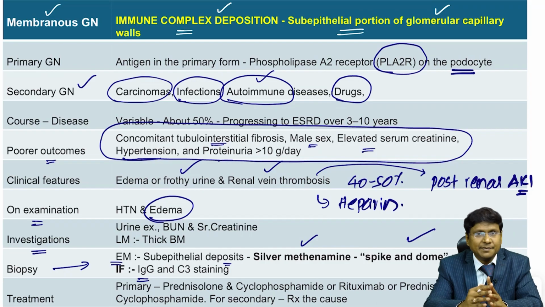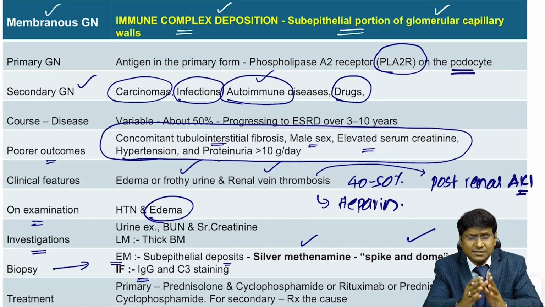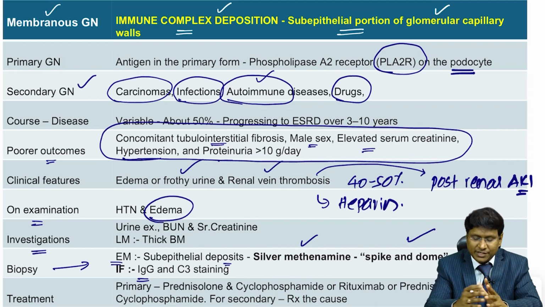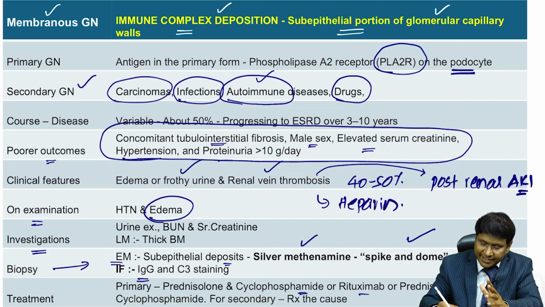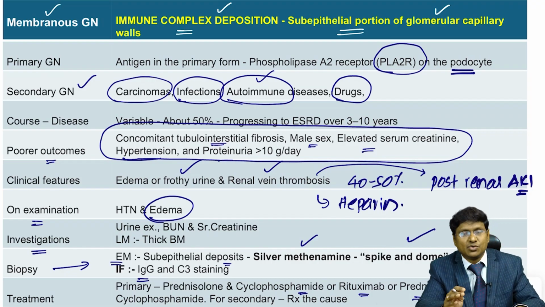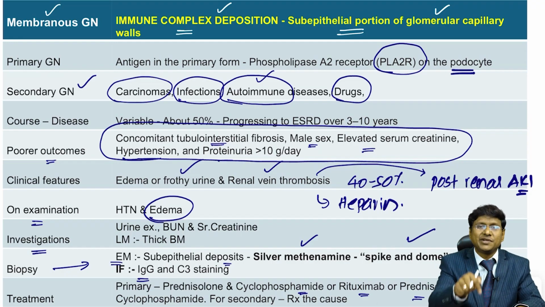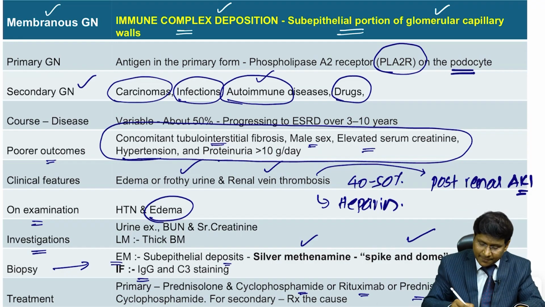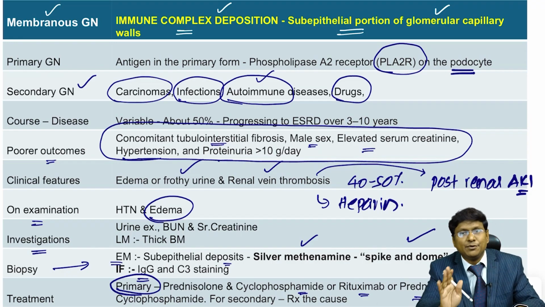And treatment is, in primary, you need to give immunosuppressive drugs in order to prevent the immune complex formation, and this includes prednisolone and as well as cyclophosphamide, or rituximab can be given, or prednisolone and cyclosporine can be given. Whereas for the secondary form of membranous glomerulonephritis, that is secondary to malignancy, infection, autoimmune disease, or drugs, you need to treat the underlying cause. It is only for primary that you need to give the immunosuppressant drugs.